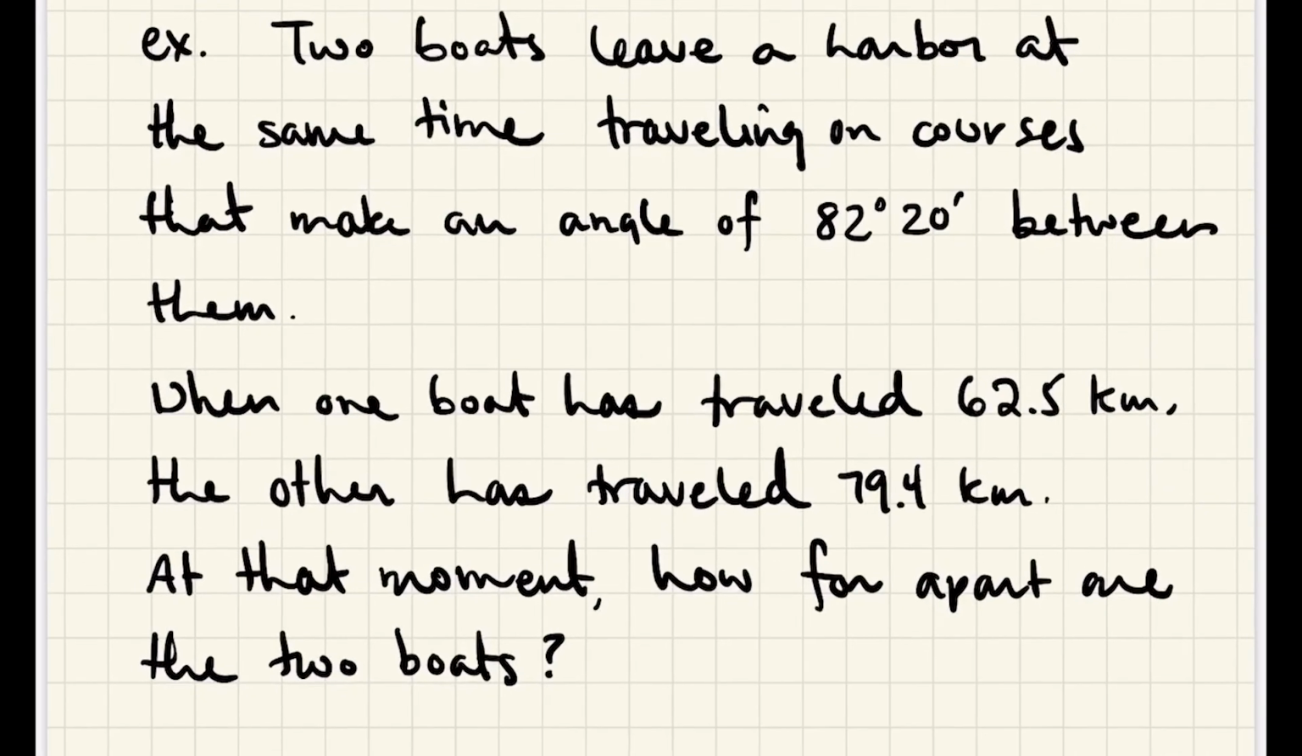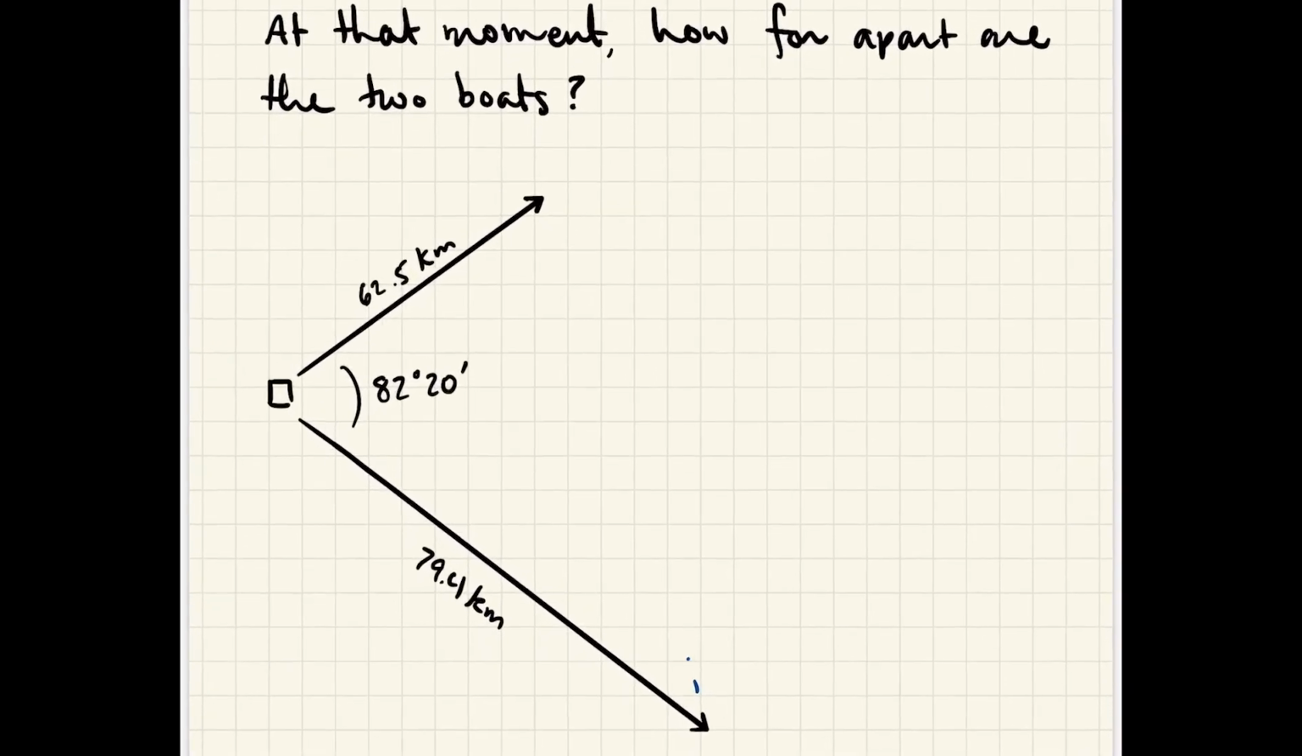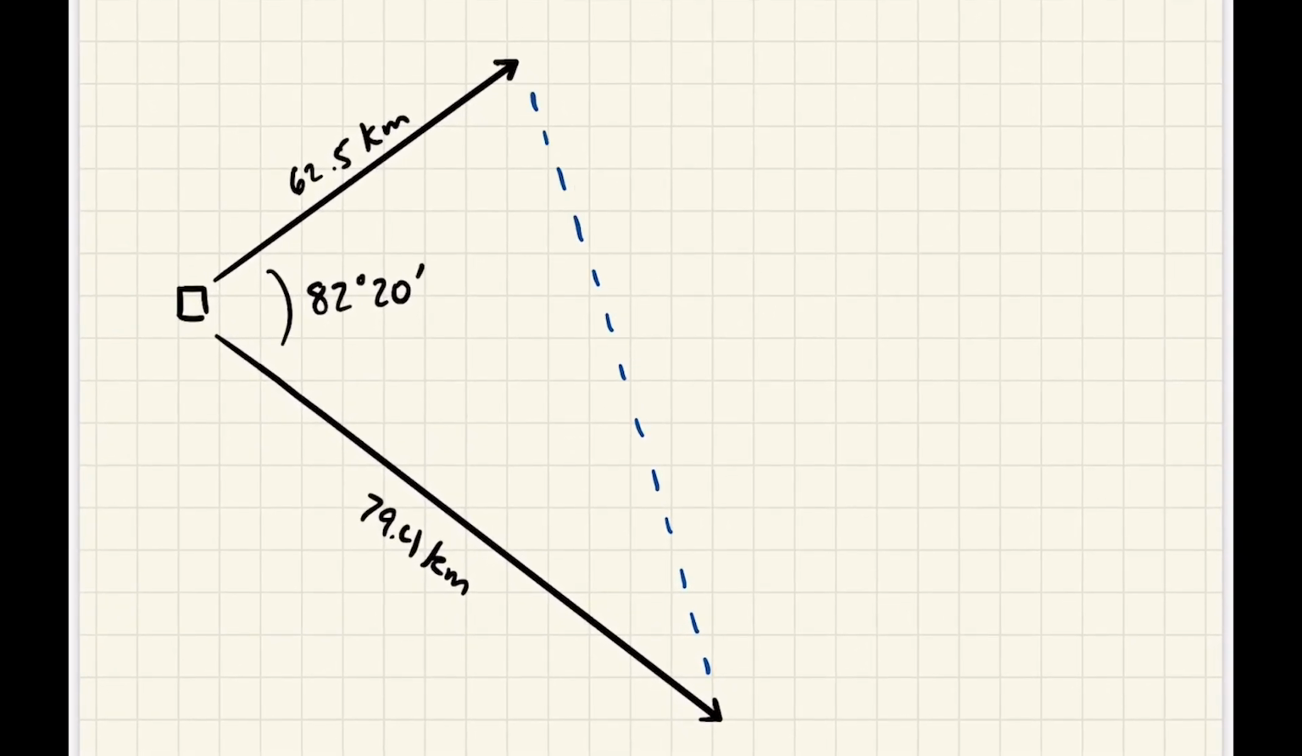So let's see. Draw a picture describing the situation. So let's make our harbor right here. And let's suppose that one boat went 62 kilometers this way, and making an angle of 82 degrees with that, which is almost a right angle. The other one went 79.4 kilometers. Okay, so we're just asking this question, well, what's the distance between the two boats? We can call it x, for example.